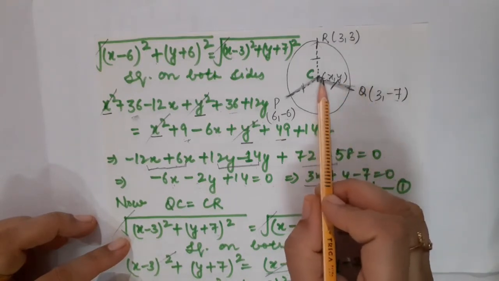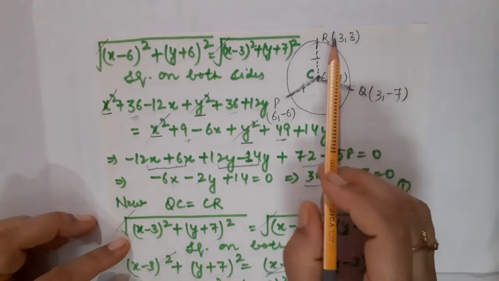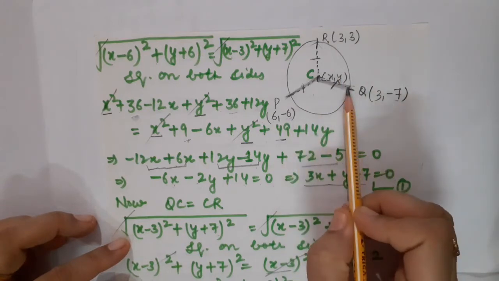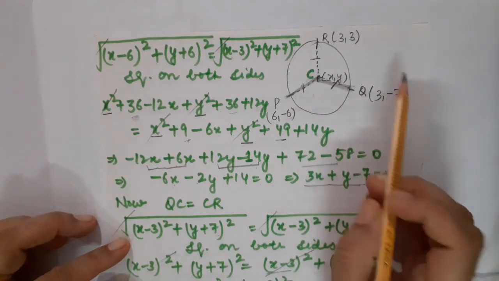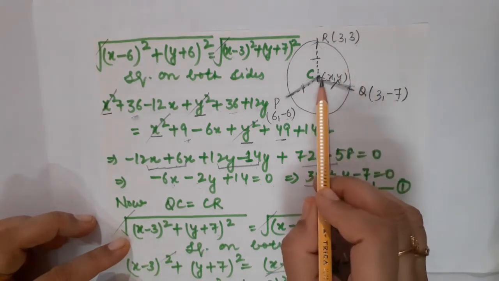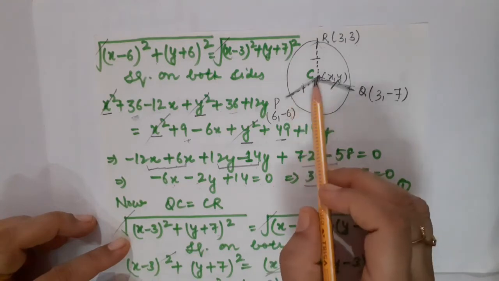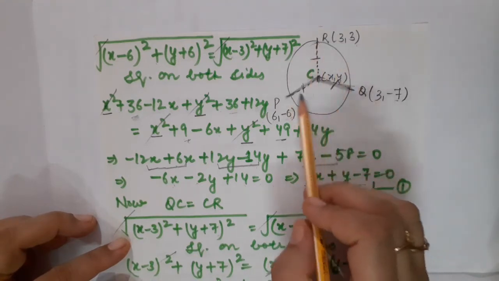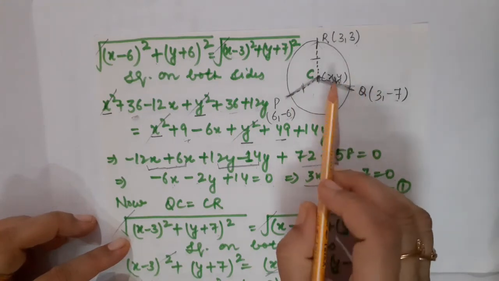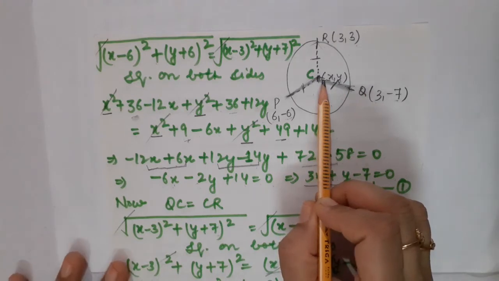So let the coordinates of the center point be C(x, y). Here you can see that I have taken point P as (6, -6), point Q as (3, -7) and point R as (3, 3). Children, you know that the distance CQ must be equal to CP, must be equal to CR. Why? Because they all are the radii of the circle. Fine. So what you have to do is just calculate the distances and then equate them.